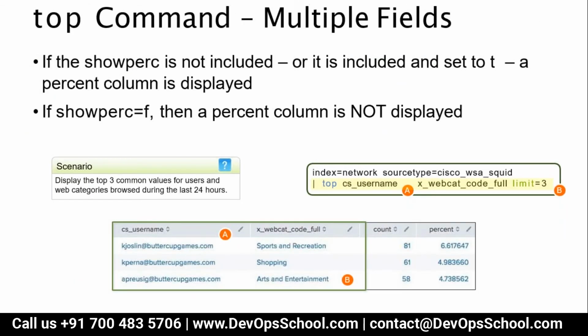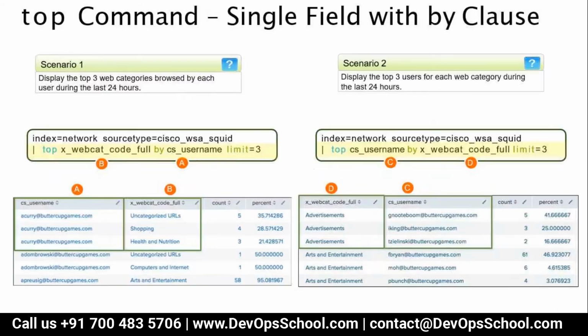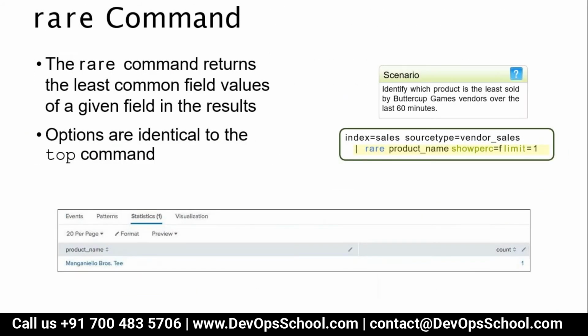That means with top you are trying to find the top repetitive values in any particular field, but rare will find the complete opposite. It will find the rare entries in your records. So the rare command returns the least common field values of a given field in the results. Options are identical to the top command. So whatever we have learned, you can apply here.